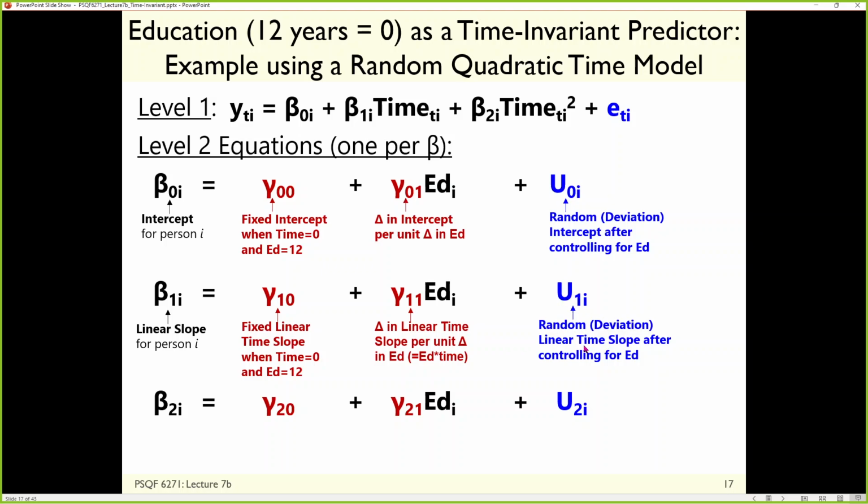U1 then is still the deviation of each person's linear time slope from the one that's predicted, but the one that's predicted is now based on education. So we can compute another pseudo R-square for how much of the variance in the linear slopes was due to education and how much is left over.